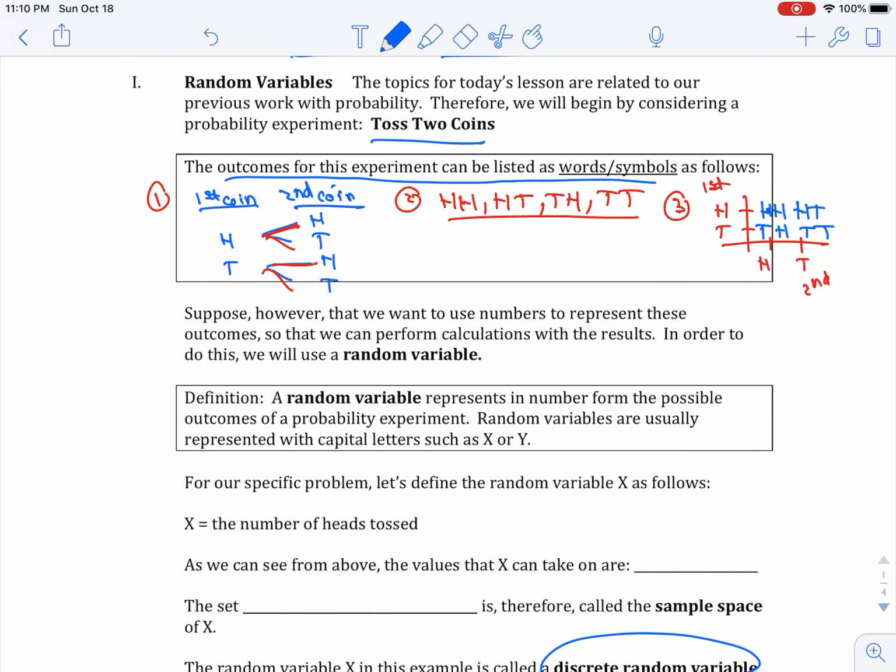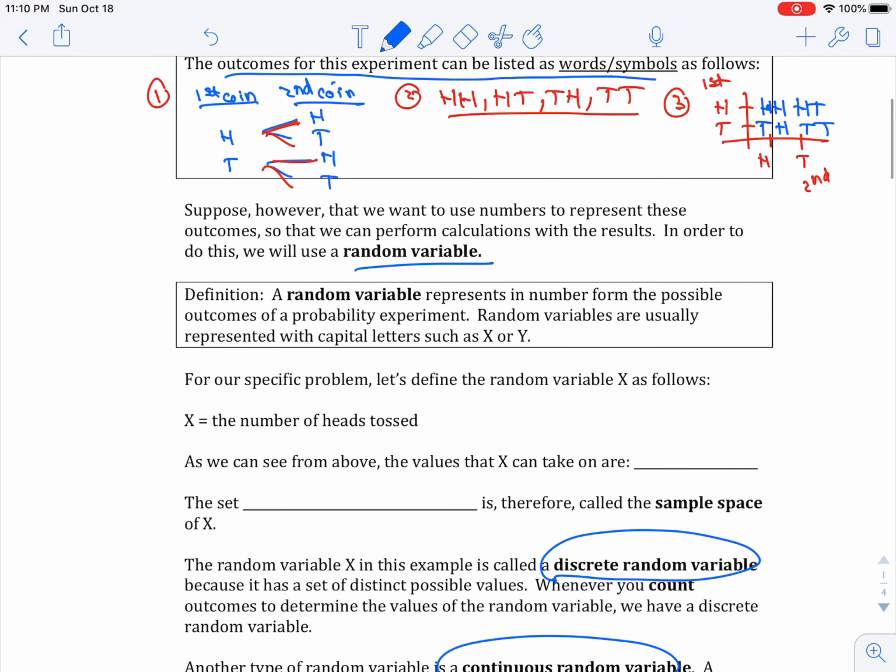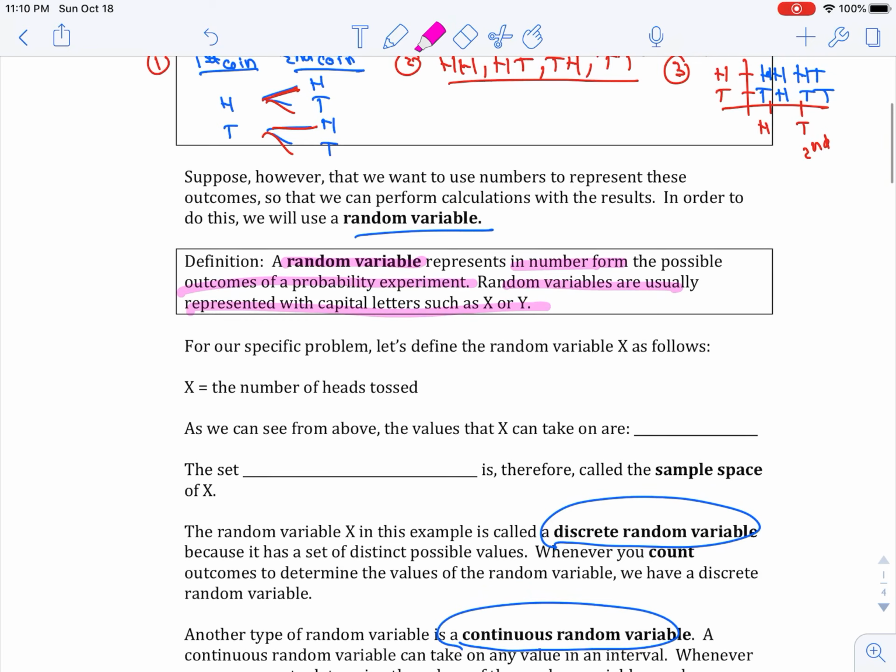Now, suppose we want to use numbers to represent the outcomes so that we can calculate some probabilities rather than just using letters or symbols. This is where the definition of a random variable comes in. A random variable represents in number form the possible outcomes of a probability experiment. Random variables are usually represented with capital letters such as X or Y or T, which your book likes to use, and so forth.